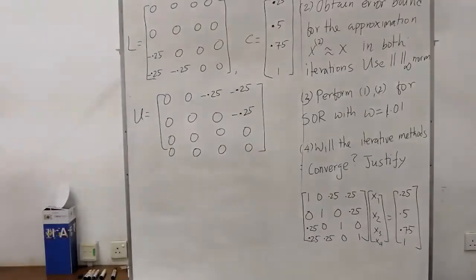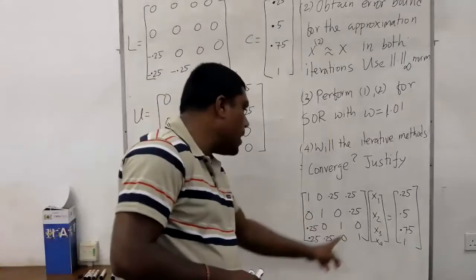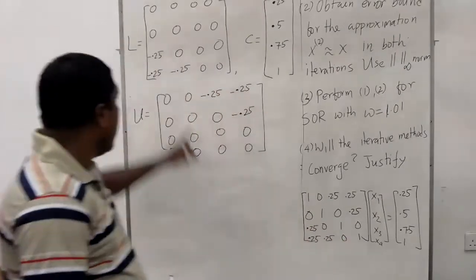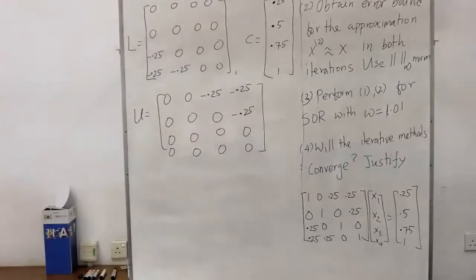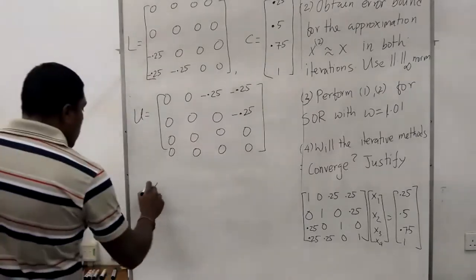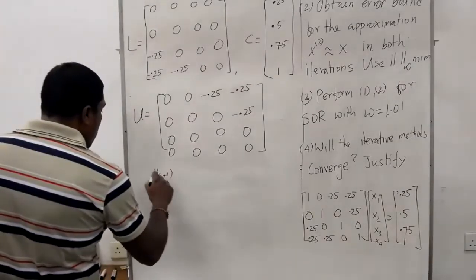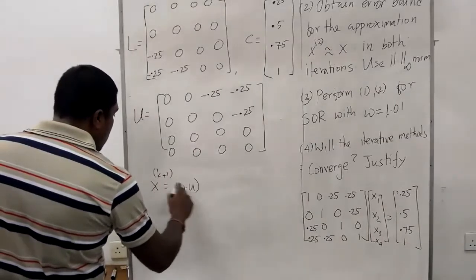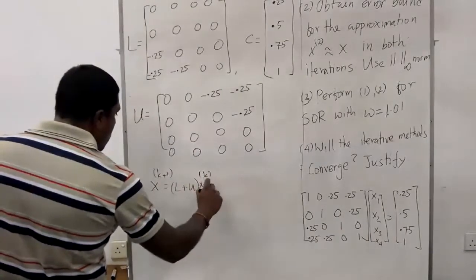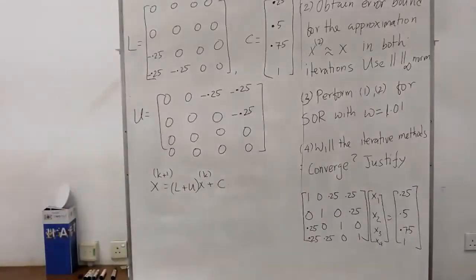So these are going to be your L and U. When you write this A as I minus L minus U, L is this, U is this, and C is that. Then you know your Jacobi iteration. The Jacobi iteration is x_(k+1) equals (L plus U) times x_k plus C.